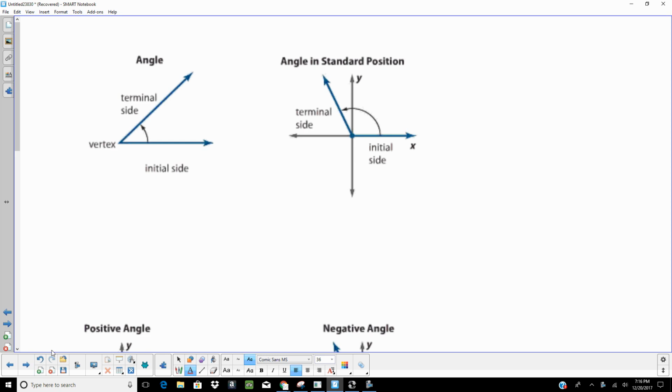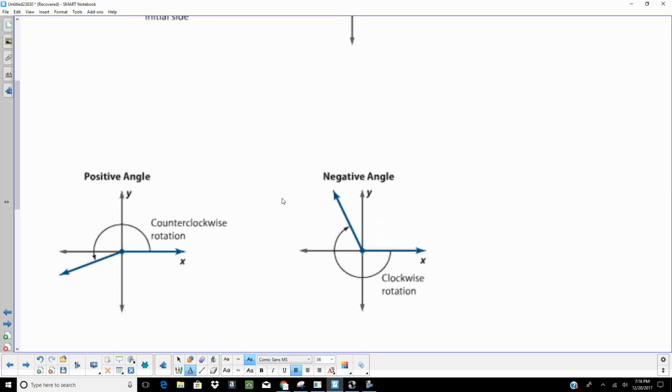All right, let's just take a second and talk about angles. You've all had geometry, so when I talk about an angle, you can picture that the initial side is along the x-axis, the terminal side is some ray, and our vertex is like the little point, the little corner. When I talk about it in standard position, it always starts on the positive x-axis and goes counterclockwise. Positive angle, counterclockwise; negative angle, clockwise.